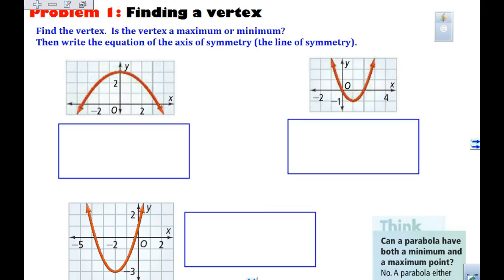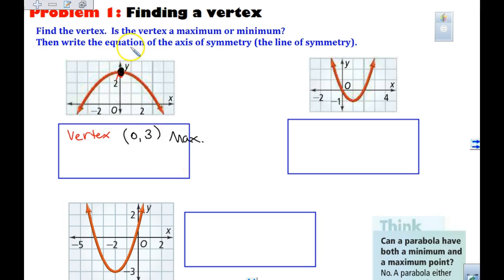Okay? So on the top of the next page, on top of page 2, you are asked to find the vertex. The vertex is an ordered pair. So in the first one, I would write my vertex, and I am looking specifically at this point right here. So my vertex would be at (0, 3). The next thing it asks me, is that a maximum or a minimum? Pretty easy. It's a maximum, right?